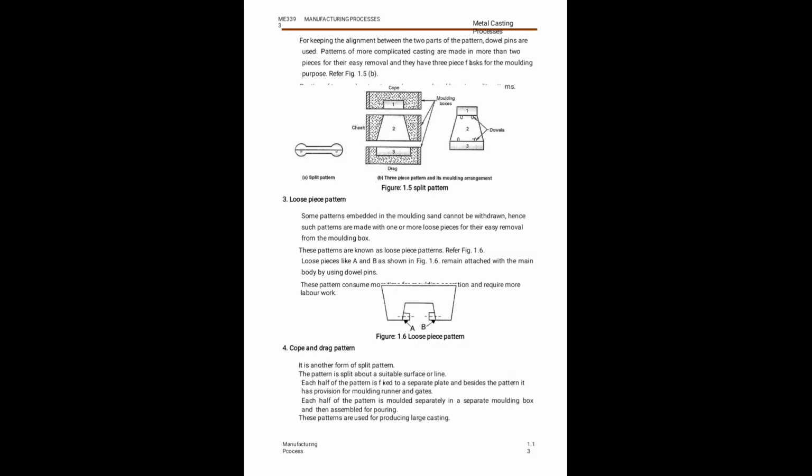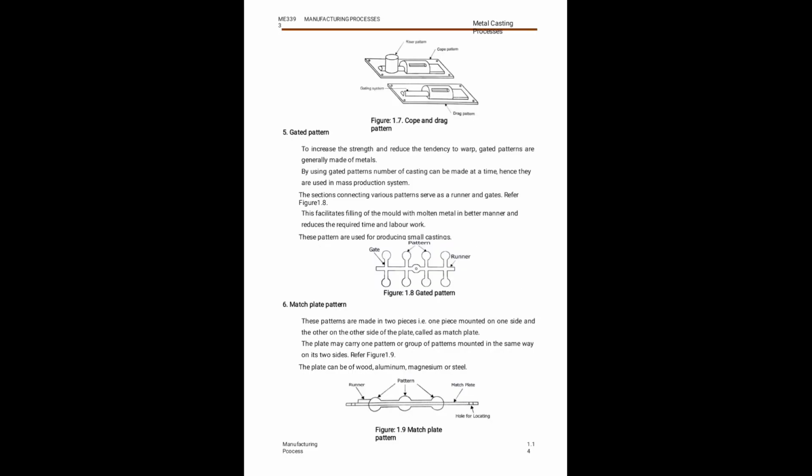And third one is the loose piece pattern. Some patterns embedded in the molding sand cannot be withdrawn easily. Hence, such patterns are made with one or more loose pieces for their easy removal from the molding box. These are known as loose piece patterns, shown in the figure. And next one, the cope and drag pattern. It is another form of split pattern. The pattern is split along a suitable surface or line. Each half of the pattern is fixed to a separate plate, and beside the pattern the molding runner and gate are provided. Each half of the pattern is molded separately in a separate molding box, shown in the figure.